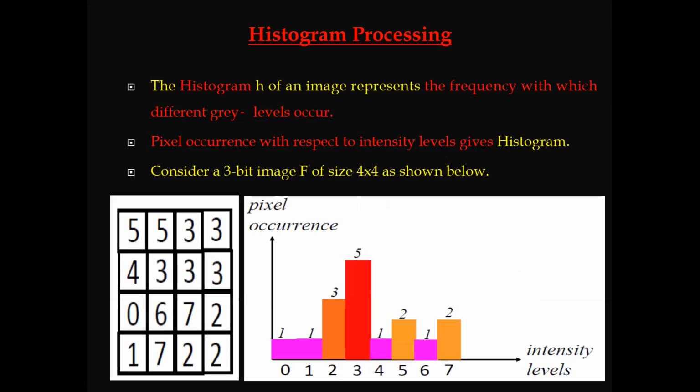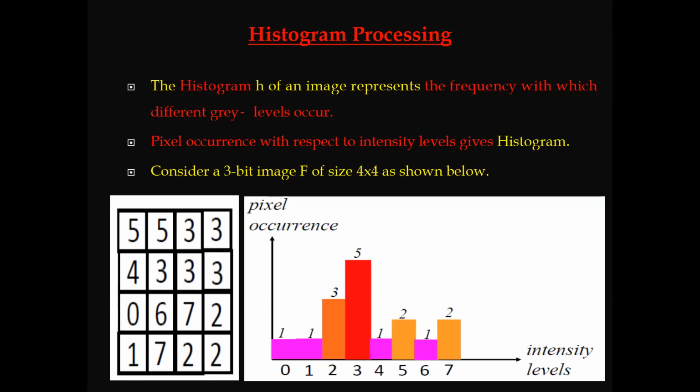Next, coming to the histogram. It is the most important topic. Okay. So histogram is represented with a small h. The histogram h of an image represents the frequency with which the different gray levels occur. See, this is the image given. So try to observe the figures. First we have an image. Why am I saying it is the image?